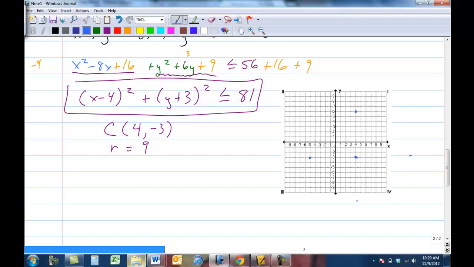Now, is this a solid circle or a dashed circle? It's going to be solid. Going like that. Now, as far as this grid is concerned, that's as much of the circle that I can show, and that's fine. Now we use our test point. Our test point is going to be our center. 4 minus 4 is 0. Negative 3 plus 3 is 0. 0 squared is 0, less than or equal to 81. Indeed, it is. So this one passes. The test point passes, so that means we are going to include the center, which means we shade the inside of this circle. Shade the inside of the circle.